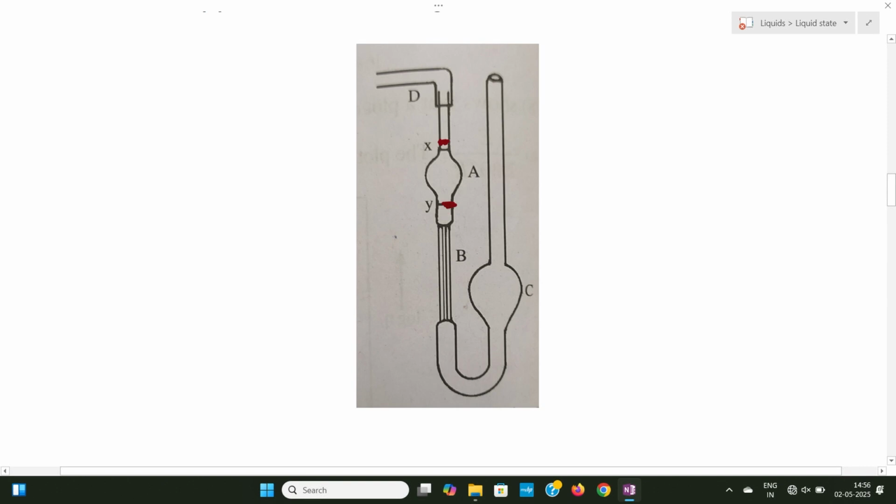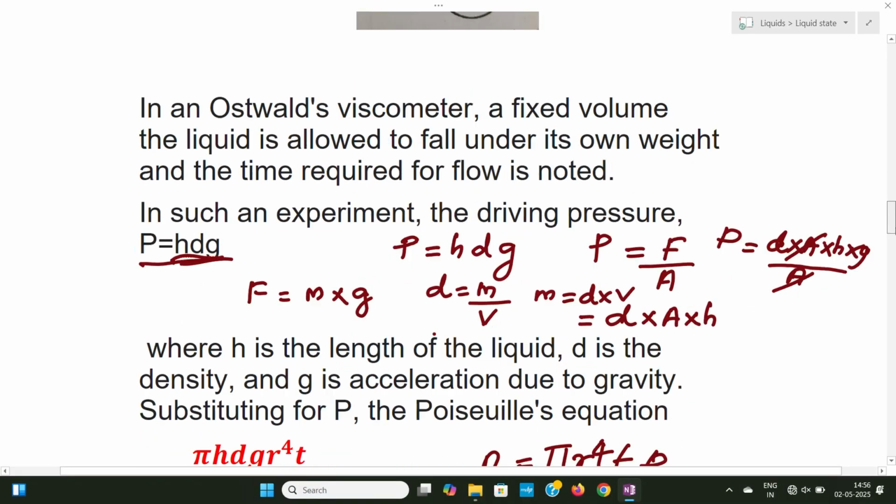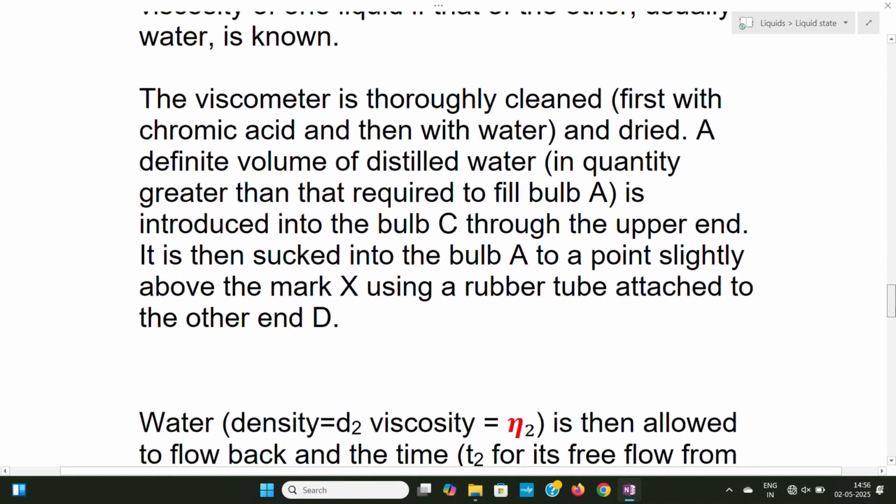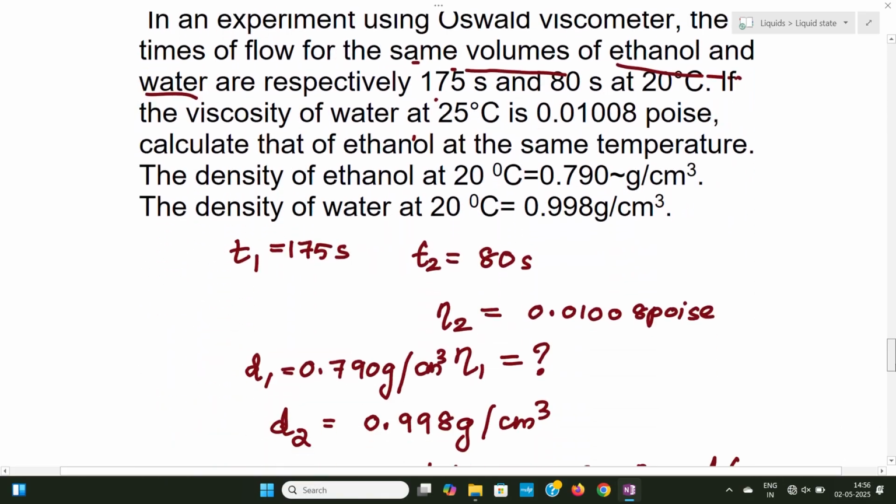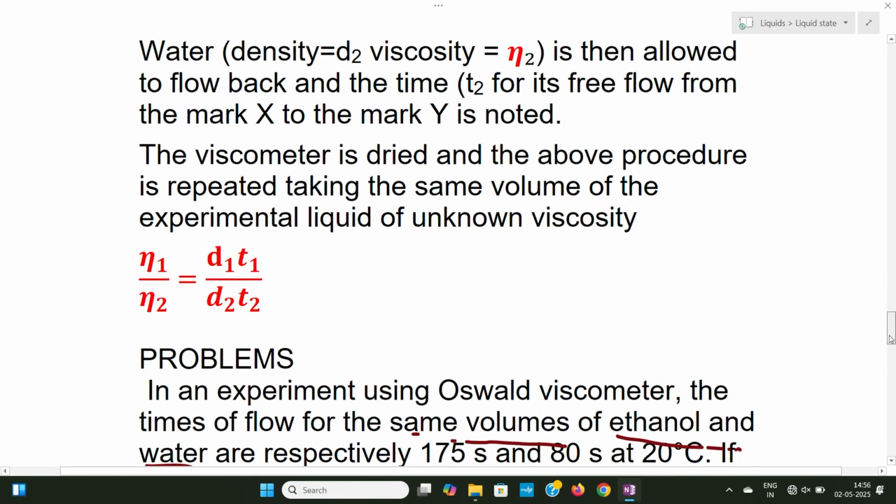Then we will note the time of flow of the liquid, and we will compare the coefficients of viscosity of the two liquids, and finally we can find out the coefficient of viscosity of the second liquid using the coefficient of viscosity of the first liquid, and the densities and times of flow of the first and second liquids. So this is about Poiseuille's equation and applications of Poiseuille's equation. Thank you.